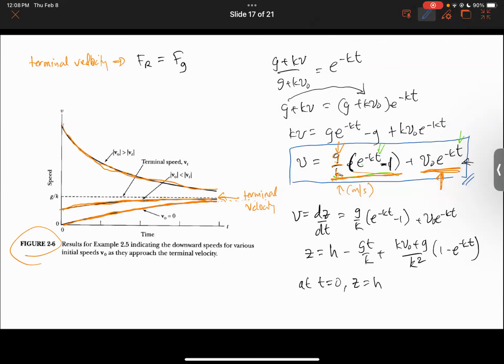So, yun yung pangalawang expression. And makikita naman natin na z is equal to h talaga at t equals 0. Kasi if this is 0 and this is 0, pag 0 ito, wala na tong term na ito. And pag 0 ito, 1 minus 1 will be 0. So, ang matitira na lang is z equals h. Also, what do we expect? Anong klaseng behavior ang ma-expect natin dito?